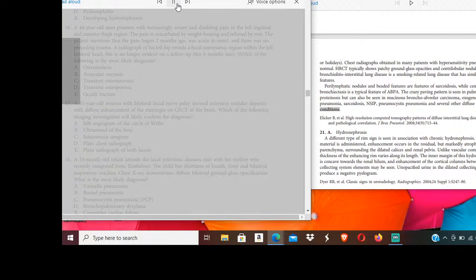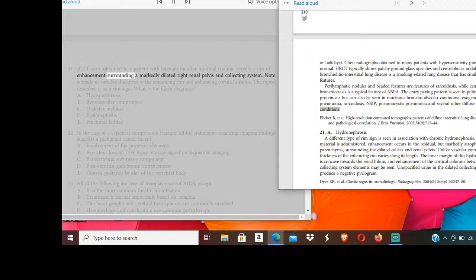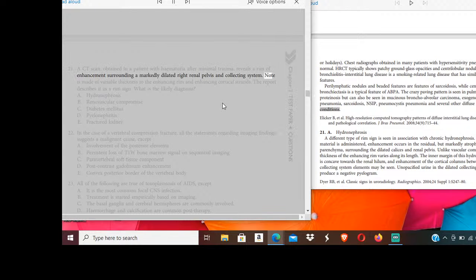21. A CT scan, obtained in a patient with hematuria after minimal trauma, reveals a rim of enhancement surrounding a markedly dilated right renal pelvis and collecting system. Note is made of variable thickness to the enhancing rim and enhancing cortical strands. The report describes it as a rim sign. What is the likely diagnosis? A. Hydronephrosis. B. Renovascular compromise. C. Diabetes mellitus. D. Pyelonephritis. E. Fractured kidney.